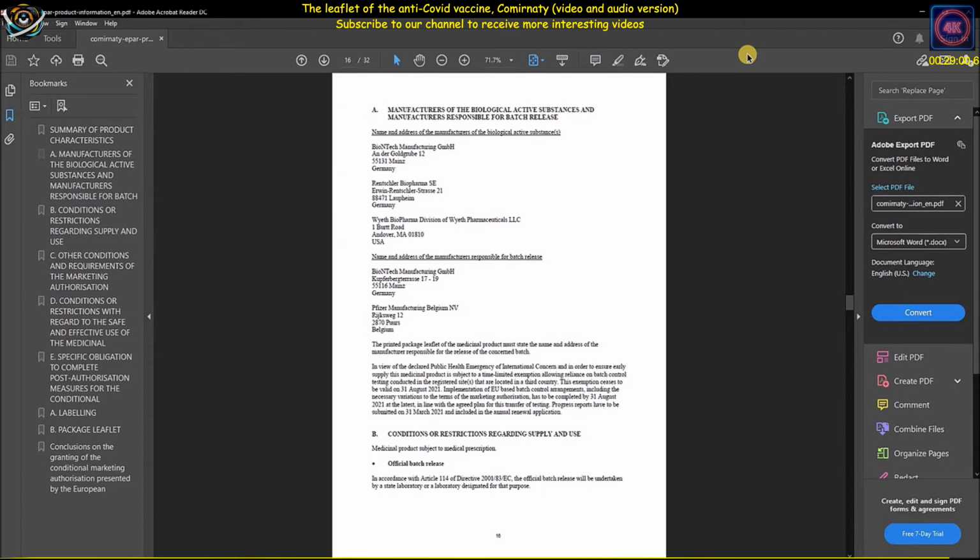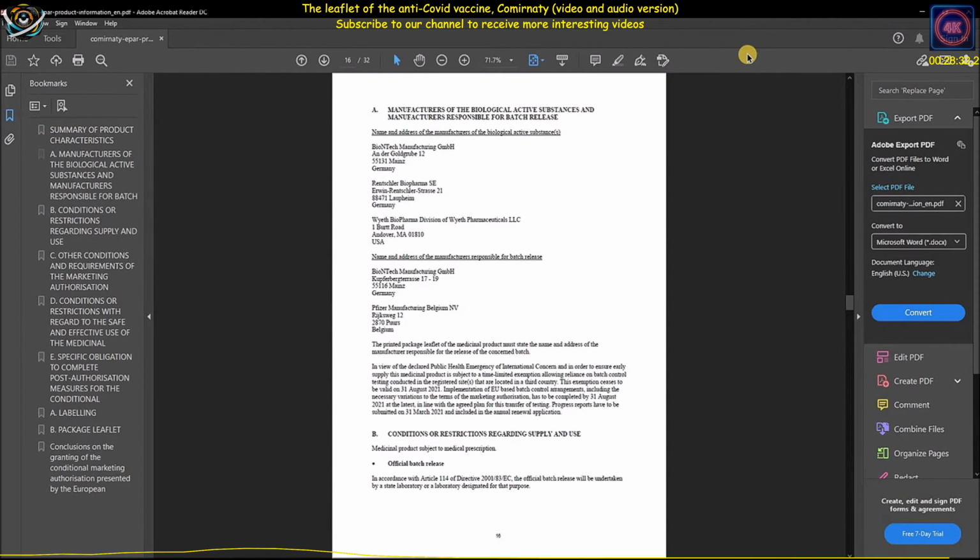2870 Puurs, Belgium. The printed package leaflet of the medicinal product must state the name and address of the manufacturer responsible for the release of the concerned batch. In view of the declared public health emergency of international concern and in order to ensure early supply, this medicinal product is subject to a time-limited exemption allowing reliance on batch control testing conducted in the registered site(s) that are located in a third country.